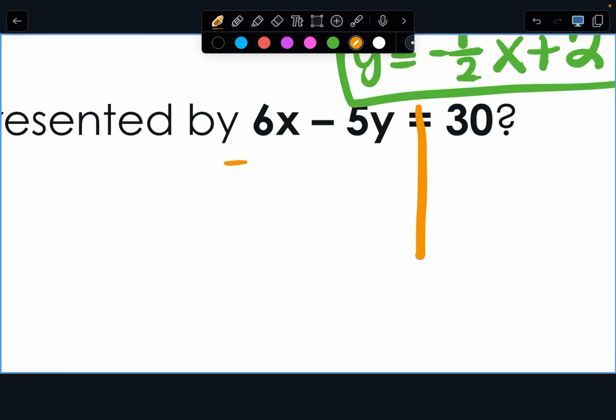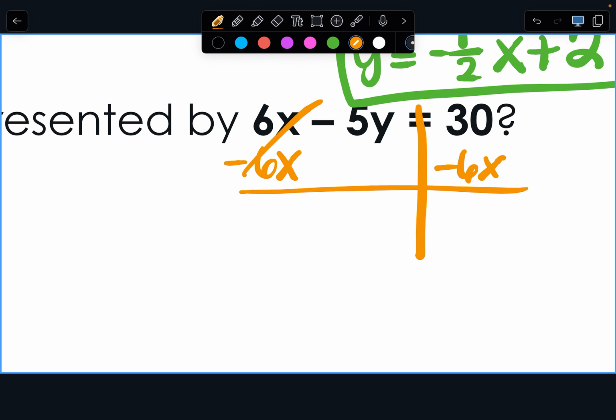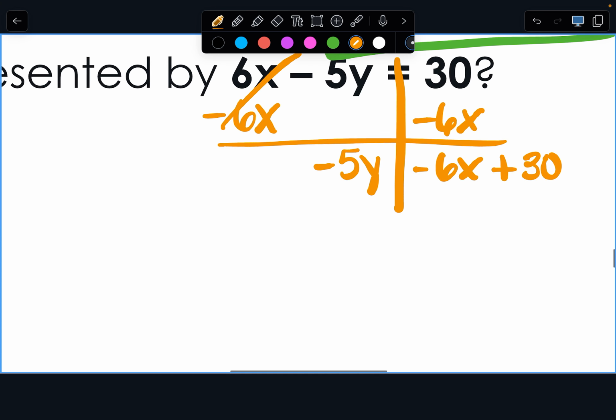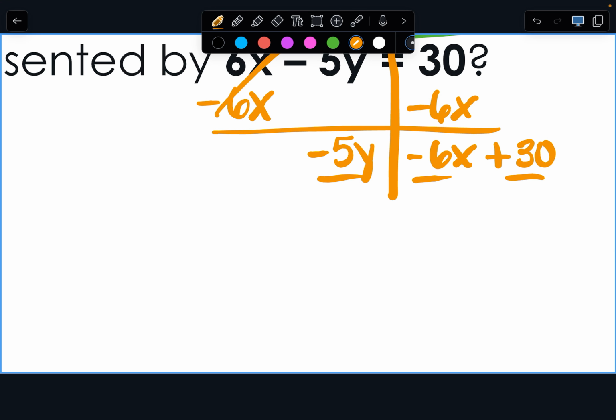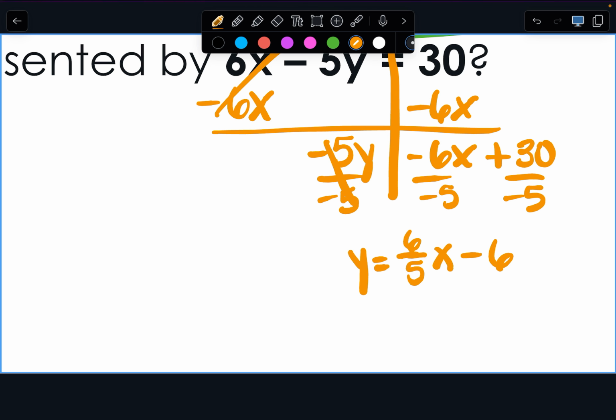First step, subtract 8 over. Second step, divide. 6 is another brother and 7. And you get y is what? 6 over 5 plus. Oh, yeah. These are negative. Minus 6.